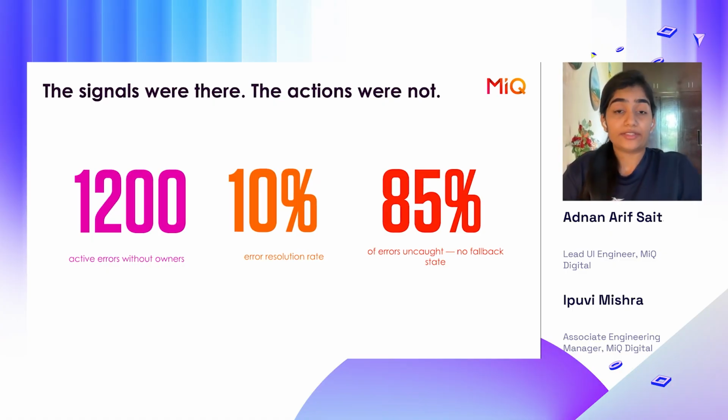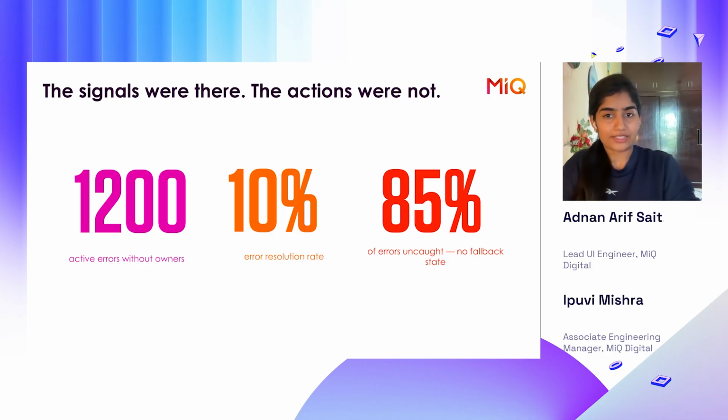We had around 1200 active errors in the system and none of them had an owner. The resolution rate was somewhere around 10%. That meant 9 out of every 10 error types had never been actioned upon. We had around 85% of the errors that were being caught by the global error handler.